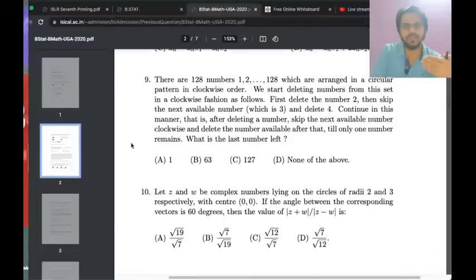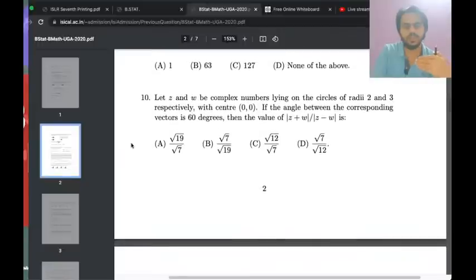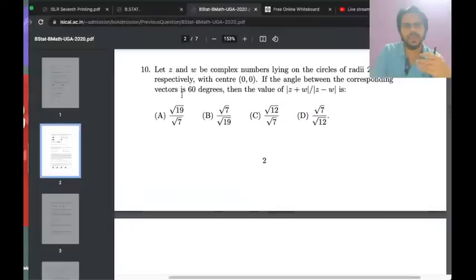So again you have a circular permutation question which there's no value add as of now. Yeah. Now you have complex numbers Z and W lying on the circles of radii 2 and 3 respectively with center 0, 0. If the angle between the corresponding vectors is 60 degrees, then what is the value of this quantity? Now this is a very important question and I will cover this in a video, right?